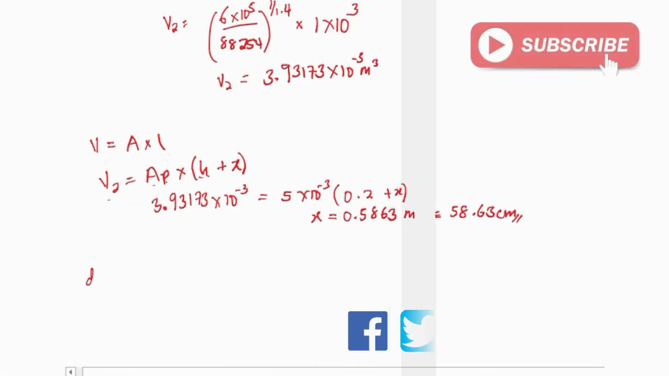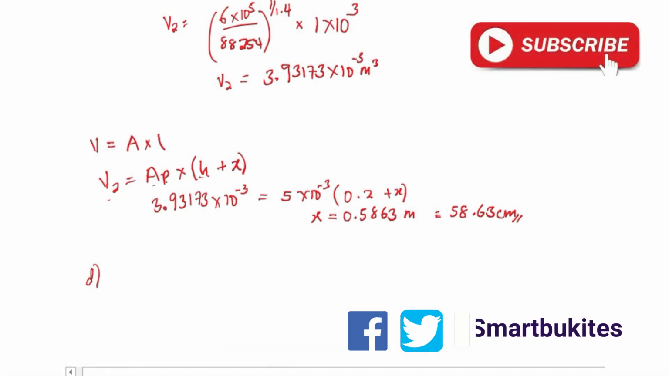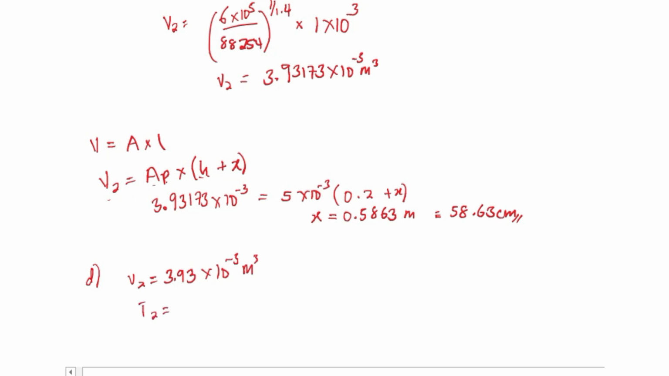So you can see we don't need to do the D part because we have already obtained V2 to be 3.93 exponent minus 3 meter cubed. And we have found T2 to be equal to 156.14 Kelvin.